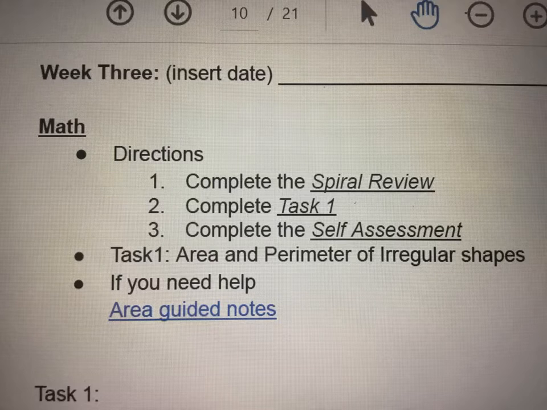As you notice, week 3 is a little bit shorter, but it's a little more difficult. We're going over area and perimeter of irregular shapes. In your packet, there should have been an area guided notes that I printed out and put in your packet for you. So hopefully you guys got that. If not, it's okay. We'll be just fine.